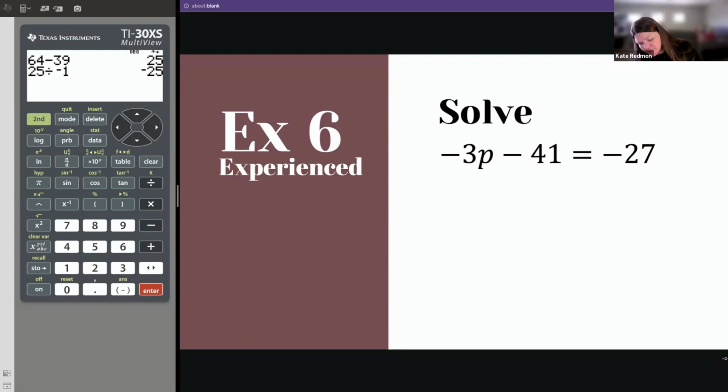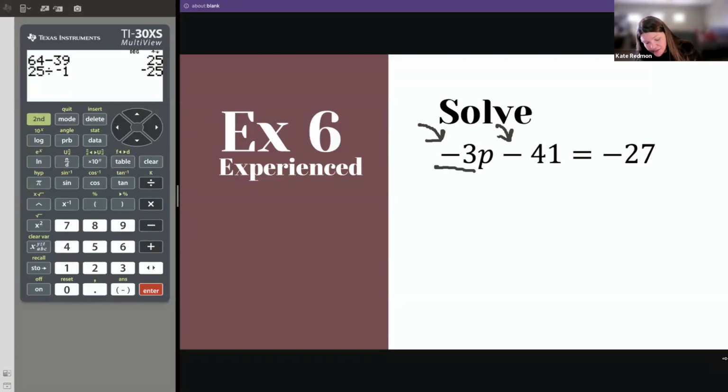Now, why did I read this one as a negative and this one as a minus when they look identical? Good question. Well, when it's in front, it has nothing to subtract from, so we just read it as negative 3p. But when it's in the middle, we don't read that as negative 41 because it has something to subtract from. It's subtracting from that first term. And so I read that as minus when it's in the middle. So negative 3p minus 41 is equal to negative 27. Now that'll help us to see what these two numbers are doing.